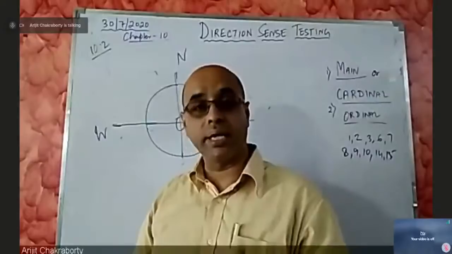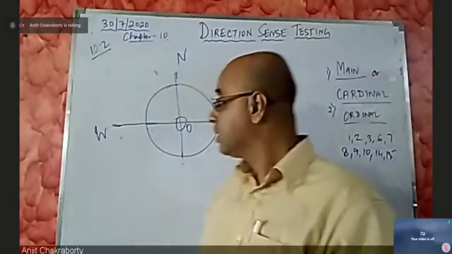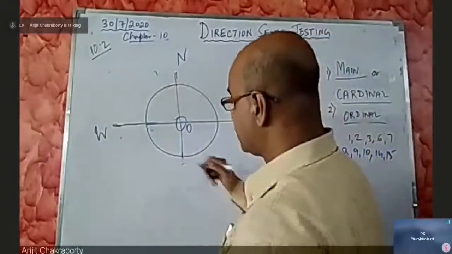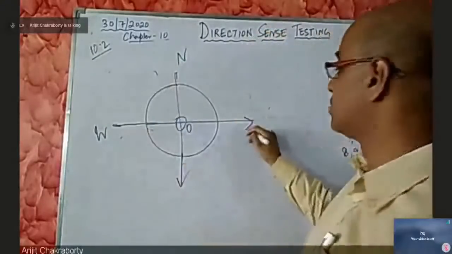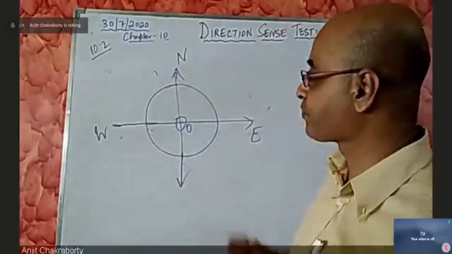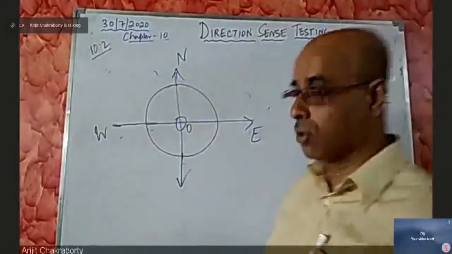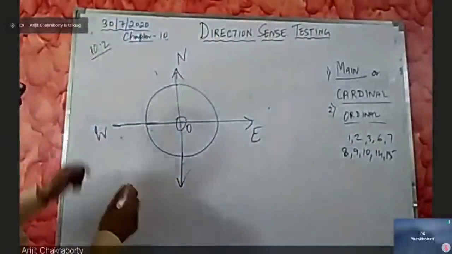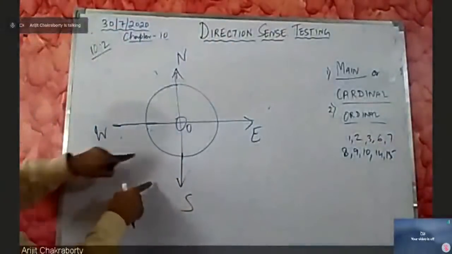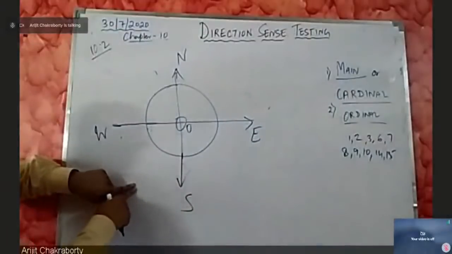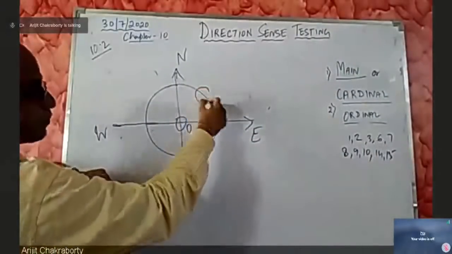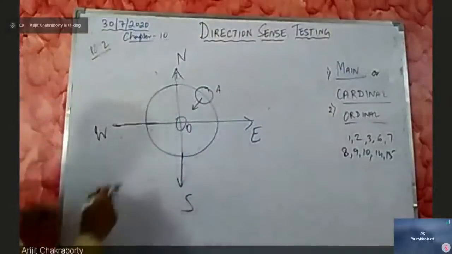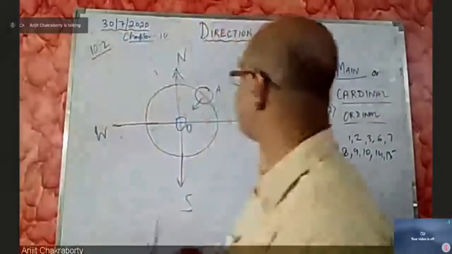A is facing southwest. So we know the cardinal direction and the ordinal direction. This is south, this is west, this is east, and this is north. And the center is O. The question is, A is facing southwest. So southwest, that means this direction. So I can put A here. Okay, A is facing towards southwest. This is A. Fine.